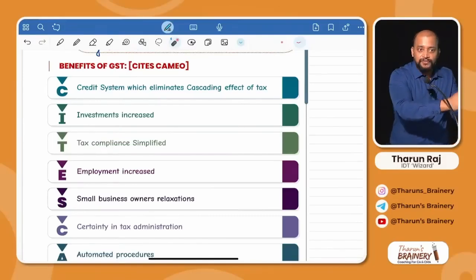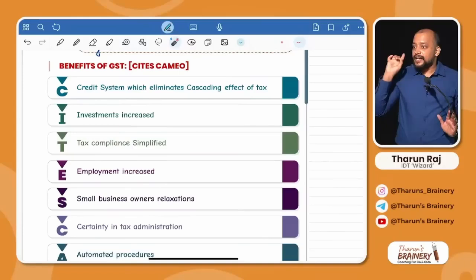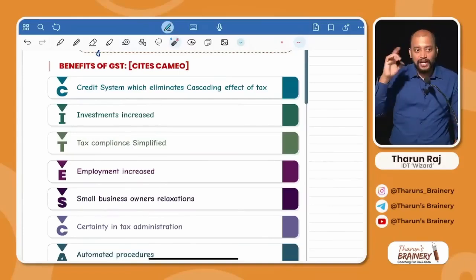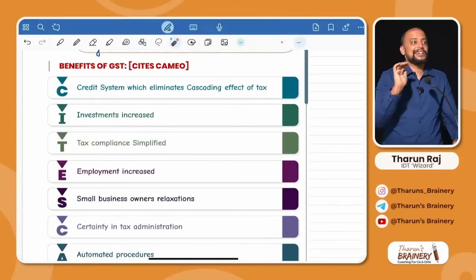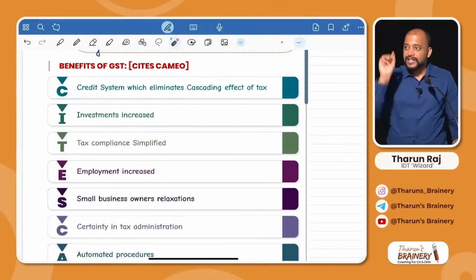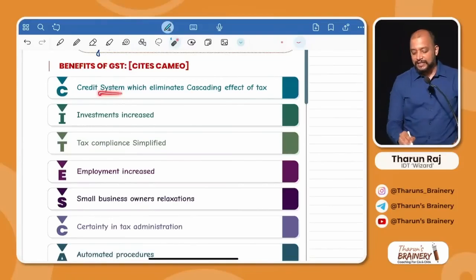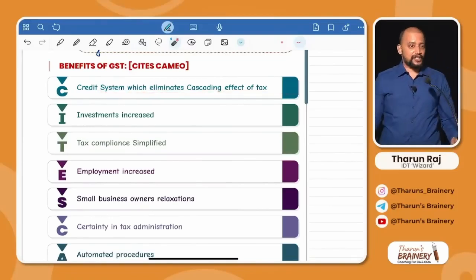So you know which means what. You write it like points. Point number 1, point number 2, point number 3. And that's how. Mnemonic, that cities cameo like that and all, don't write anything. If you write that, that is considered as an invalid answer. So they will not give marks. Got it? Just like points. Point number 1, point number 2, point number 3, like that you write. Credit system which eliminates cascading effect of tax.